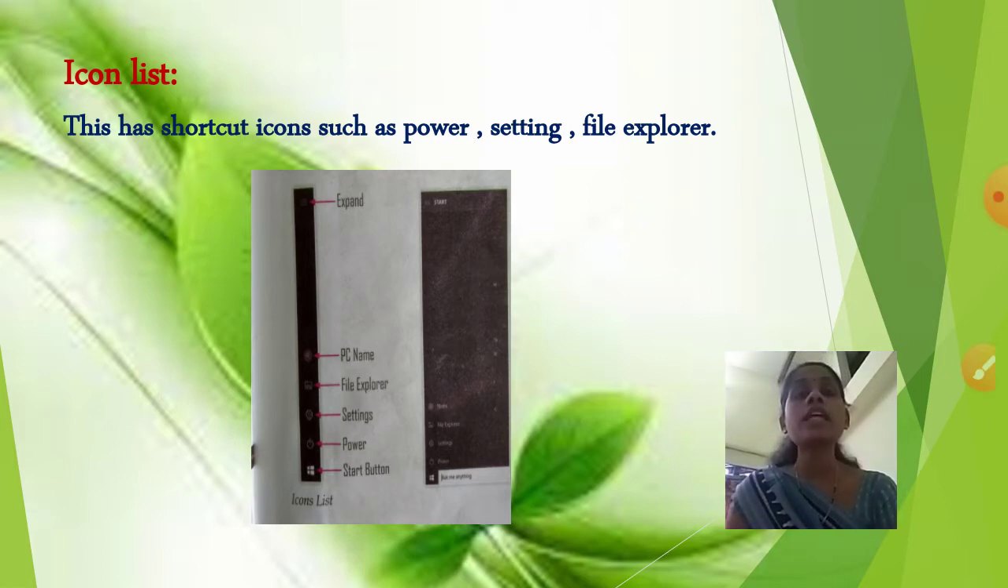Okay, now what is the icon list? It has shortcut icons such as power, settings, file explorer, everything. Shortcut, you don't have to go inside anything. If you open this icon list, you will find all these things here only, and if you click on it, you can go inside directly. There is no need to explore or search anything. All shortcut icons are present here. Okay, this is your icon list.